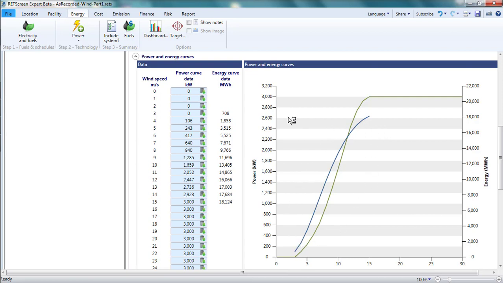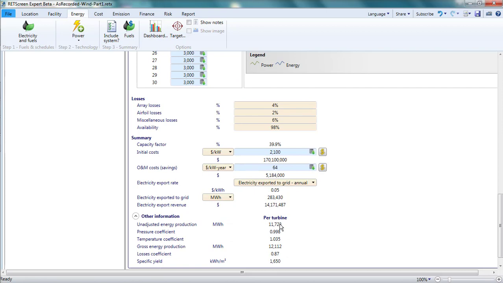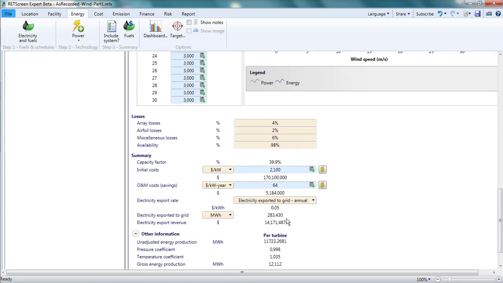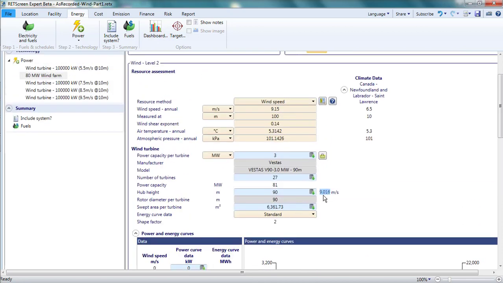Note, while both the power curve and the energy curve are functions of the wind speed, in the former, it is the instantaneous wind speed and instantaneous power, and in the latter, it is the annual average wind speed and annual energy production. Therefore, while it is not correct to use the annual average wind speed with the power curve, I can take the 9 meters per second average hub height wind speed and, looking at the energy curve, estimate that the unadjusted turbine output will be 11,696 megawatt hours per year. This differs from the 11,723 megawatt hour figure at the bottom of the page only because the hub height wind speed is not exactly 9 meters per second.